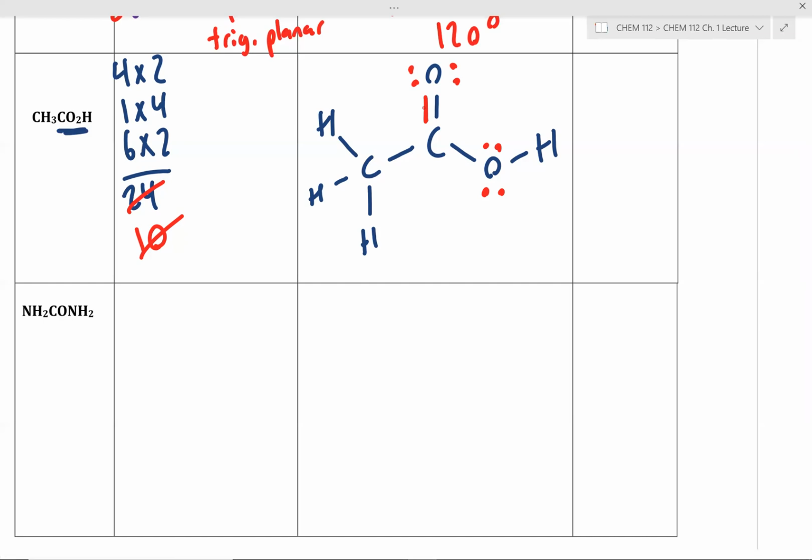So we're now ready to assign geometries. So looking at the leftmost carbon, what is the geometry? Tetrahedral. It has 4 bonded atoms, 4 charge spheres, 0 lone pairs, so it is tetrahedral.